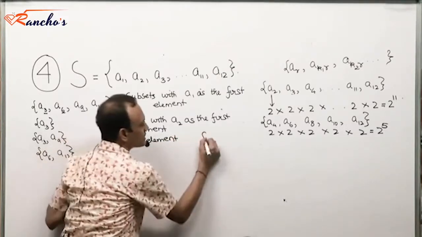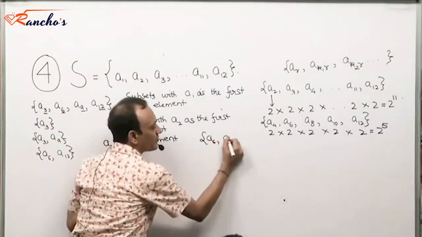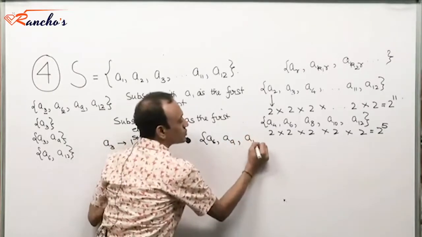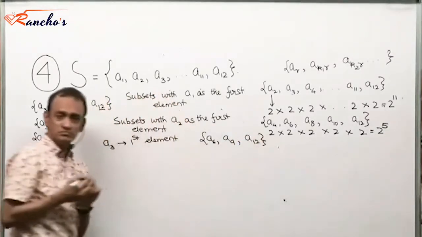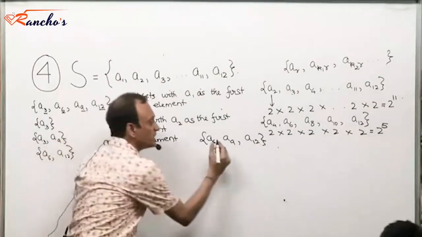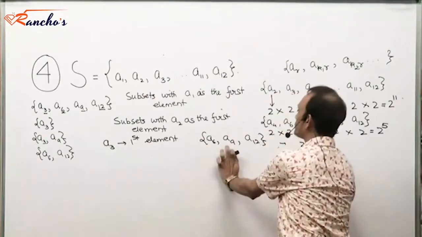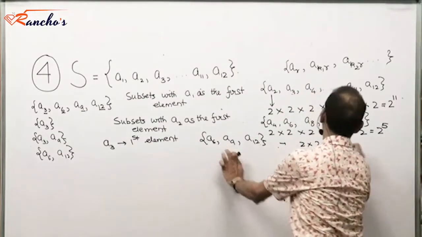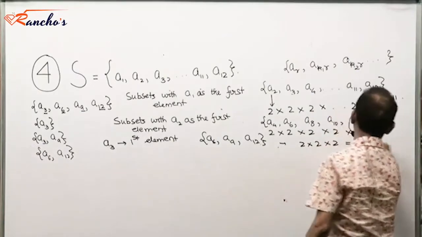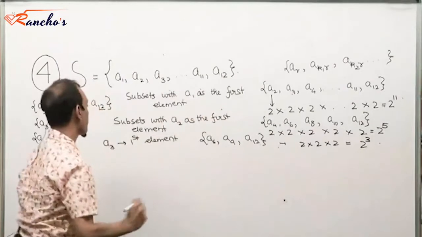Right, Aritra? With A3 as the first element, my subset would have to be selected from A6, A9, A12. Yes or no? That's it. Two ways of dealing with A6, two ways of dealing with A9, and two ways of dealing with A12. So that makes it 2 cubed with A3 as the first element, right?